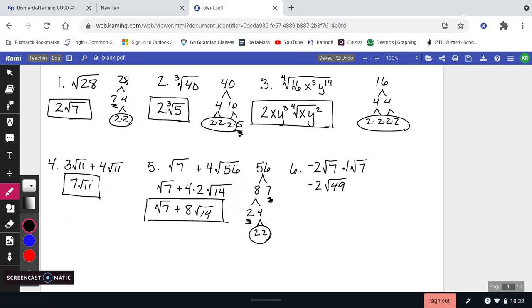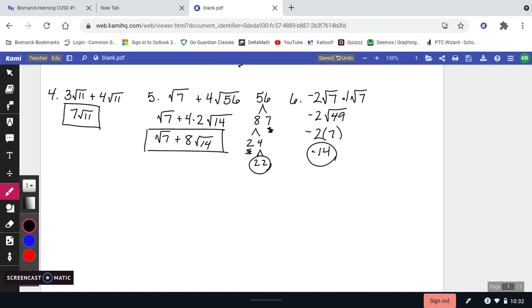Well, that's a perfect square. So this would be negative 2 times 7 or negative 14. Okay. So that was nice. That simplified as a perfect square. All right, let's do a couple more with multiplication. So if I have 3 square root of 5 times square root of 10.